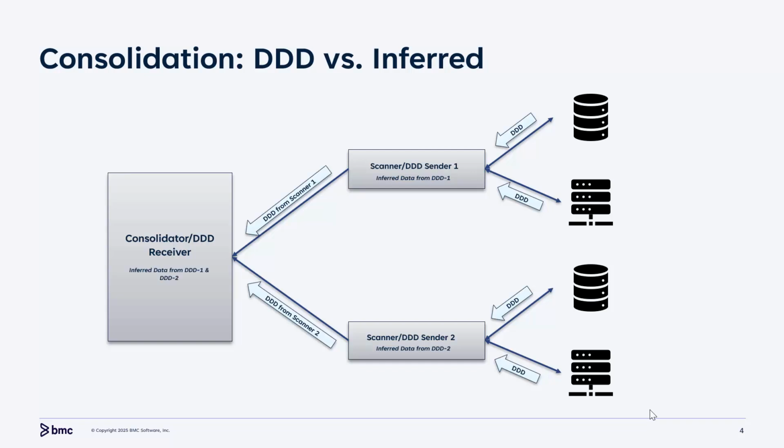As I said, we are all familiar with this type of consolidation approach since it has been part of the product for many years. But one thing you might have noticed here, that instead of calling scanners just scanner, I'm also calling them DDD sender, and similarly for the consolidator, I'm also calling them DDD receiver. This is because we have a new type of consolidation approach. So let's talk about that.